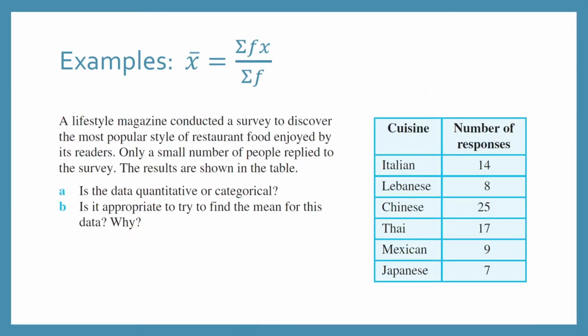Lastly, I've got a written question. This one's a bit different. Firstly, have a look at the table. Which one's the score? Cuisine. And the number of responses, how many people replied, is the frequency. So, first thing, is the data quantitative or categorical? Now remember, the score is the answers people give. That means they gave out these answers. Quantitative means numbers, categorical means categories. These are definitely not numbers, so it's going to be categorical.